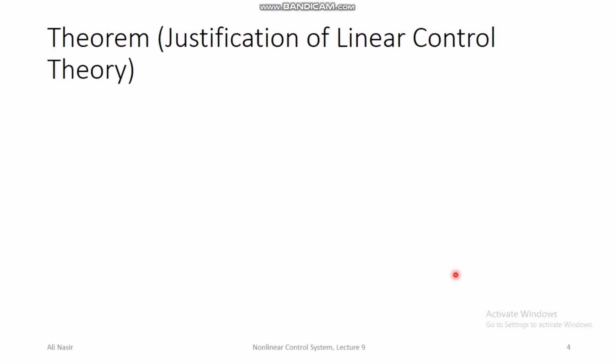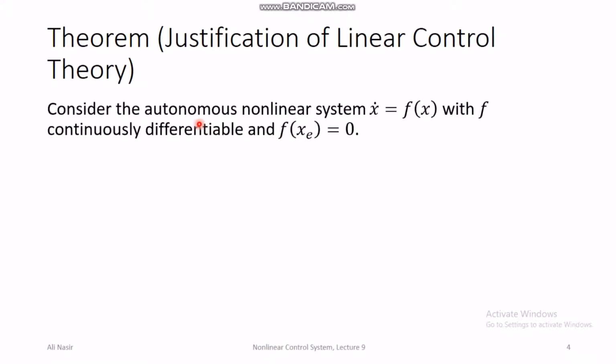Alright, then there is a next result which is very important for the justification of linear control theory, because most of the real life systems are nonlinear, and still we apply linear control every day on nonlinear systems, and the linear control works or behaves well because of this result being true.